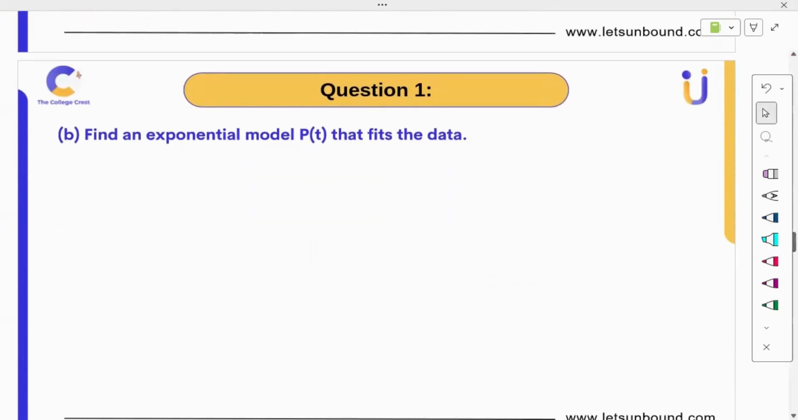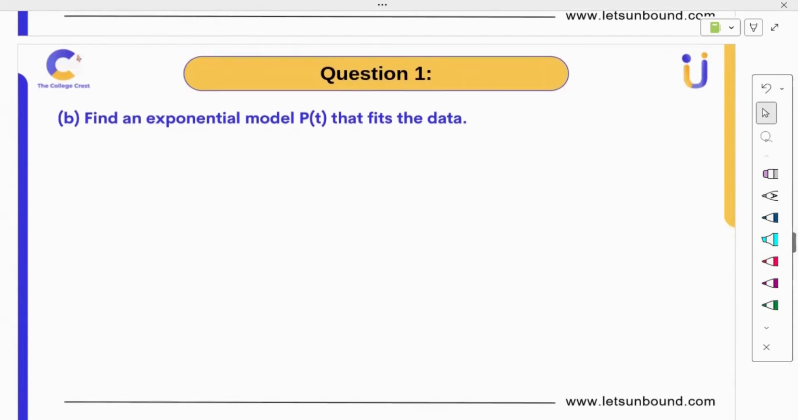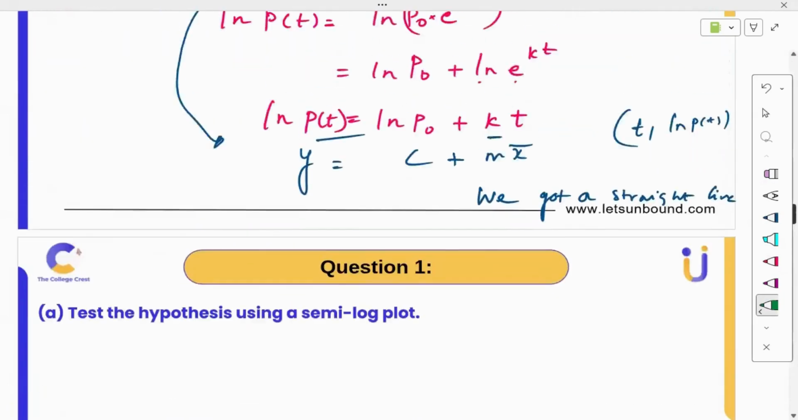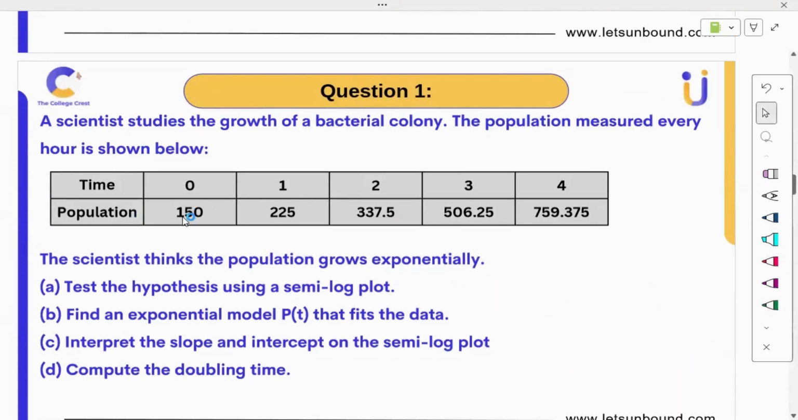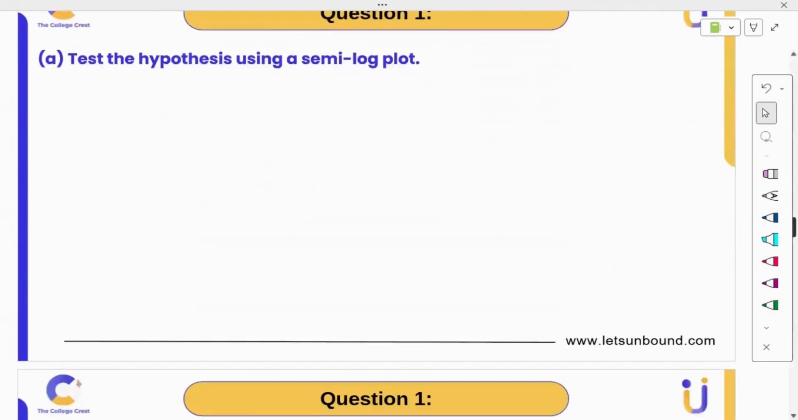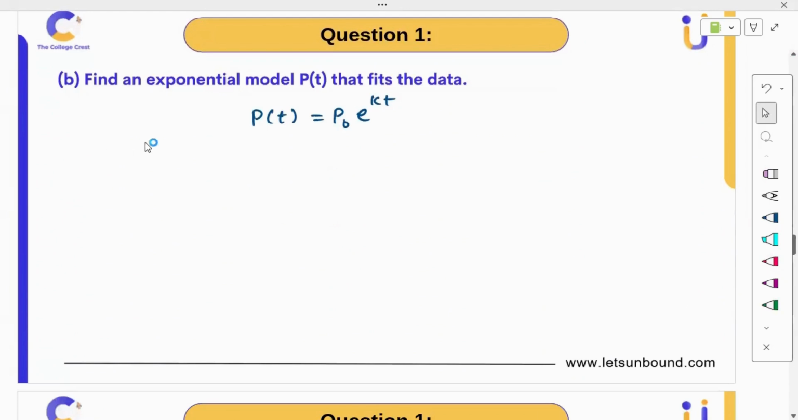Now, find an exponential model P of t that fits the data. We can use a calculator, like regression, or we can do it using the table of values. So P of t equals P naught e power kt. There is an initial condition given in the table of values, 0 is 150 and 1 is some value. I'm going to pick these two to make my function. I hope you can remember this from when we did exponential functions.